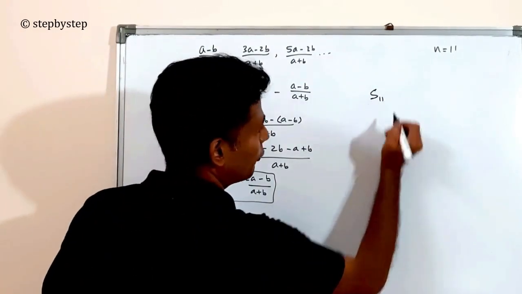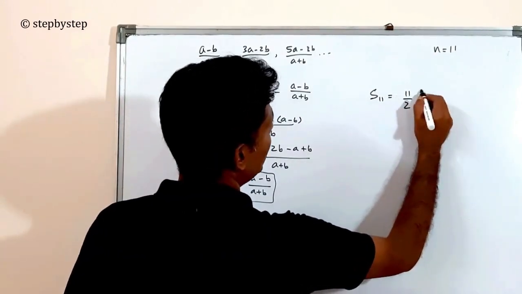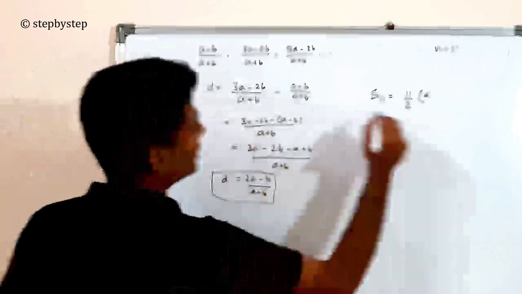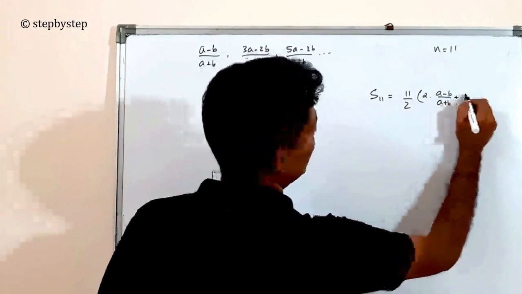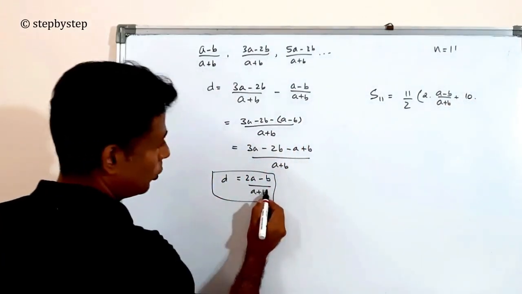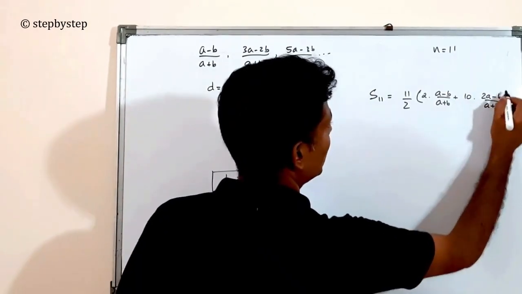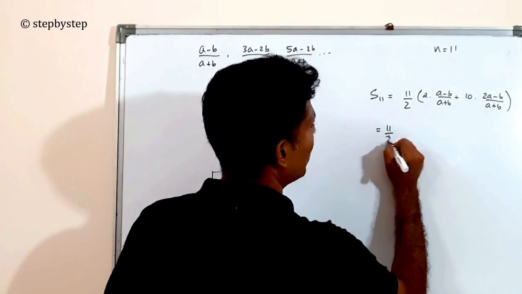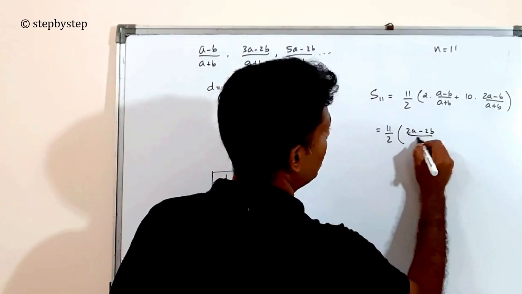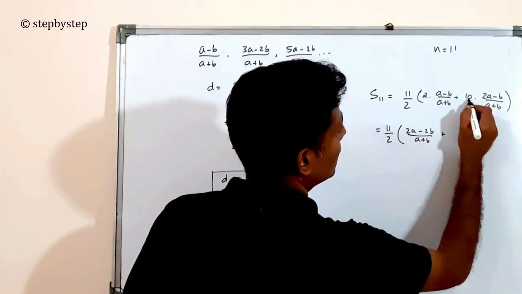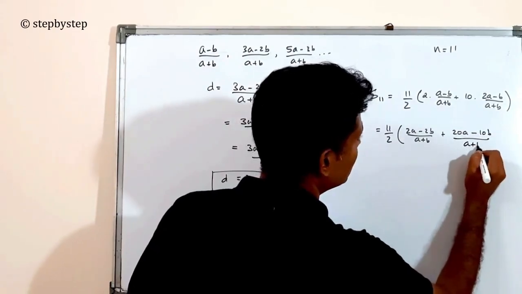So they have asked the sum of first 11 terms, S of 11 equal to n by 2 into 2a, that is 2 into a minus b by a plus b, plus n minus 1, that is 11 minus 1, 10 into d, that is 2a minus b by a plus b. So this is equal to 11 by 2 into 2a minus 2b by a plus b plus 10 into 2a minus b, that is 20a minus 10b, by a plus b.